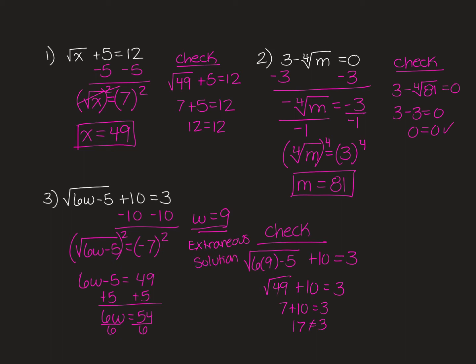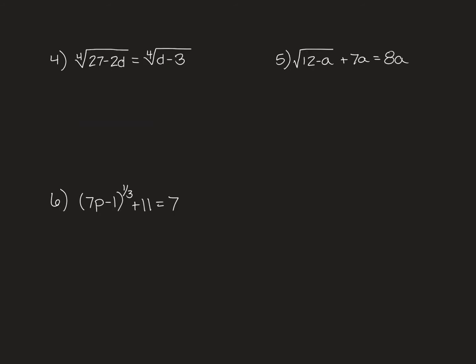And since we have no other answers, this equation has no solution. Okay, we're going to get a little bit more complicated. We have the fourth root of 27 minus 2d is equal to the fourth root of d minus 3. So we have radicals on both sides. Luckily, they are both isolated.